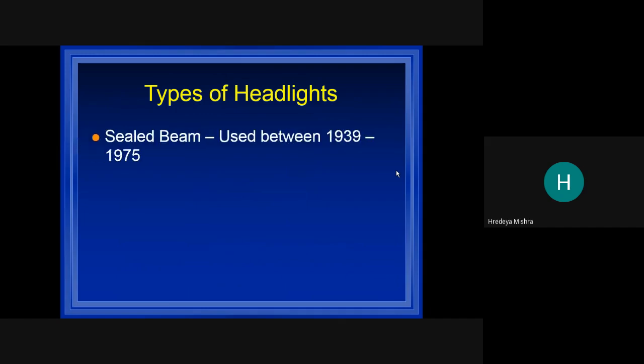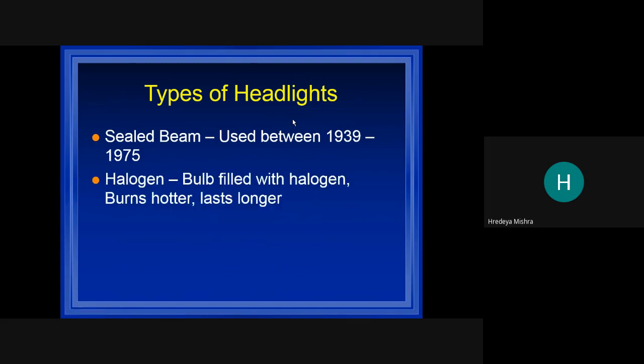Types of headlights: sealed beam, used between 1939 to 1975. Halogen, a bulb fitted with halogen, burns hotter and lasts long, meaning they burn brighter, and the life of this halogen is long.